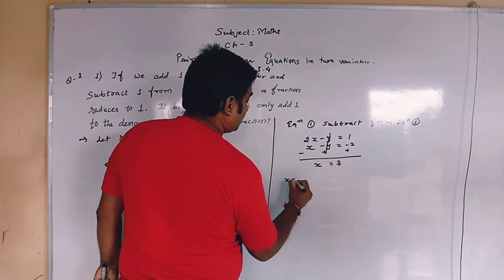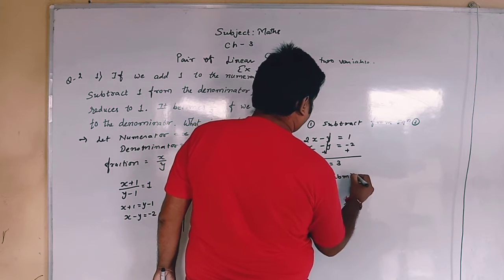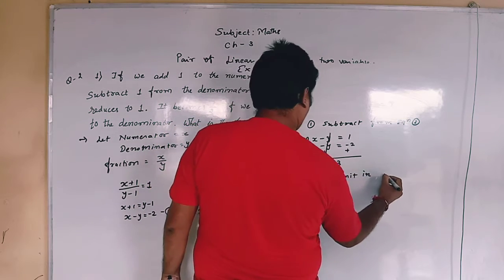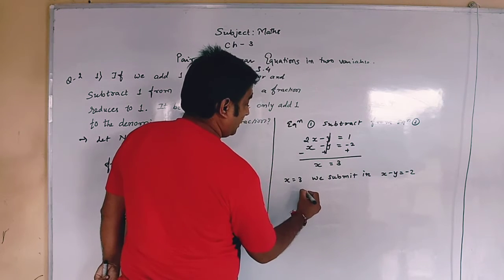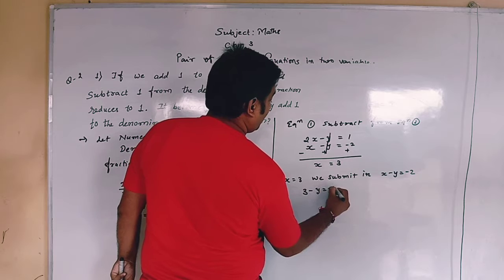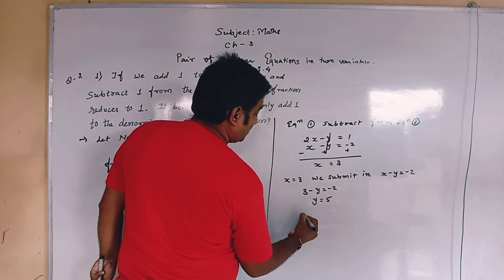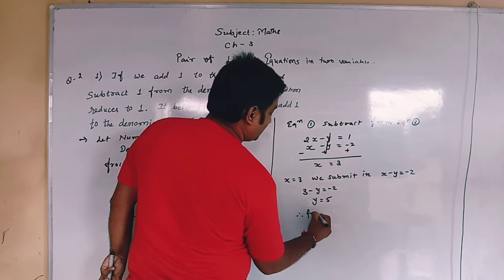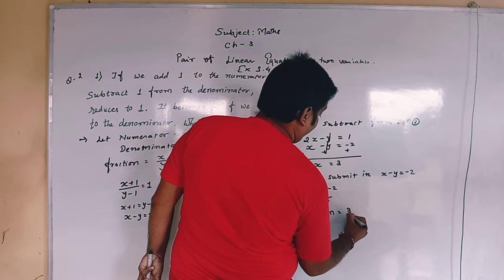So x equals 3. We substitute in x minus y equals minus 2. Then 3 minus y equals minus 2, and so y equals 5, and so the fraction equals 3 by 5.